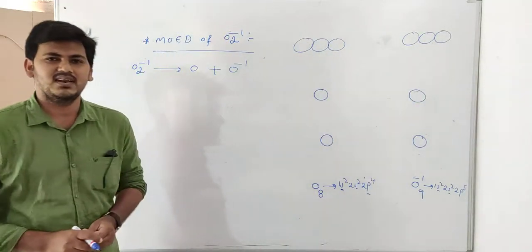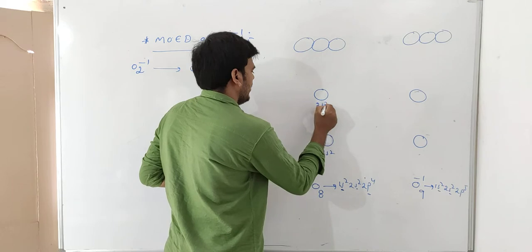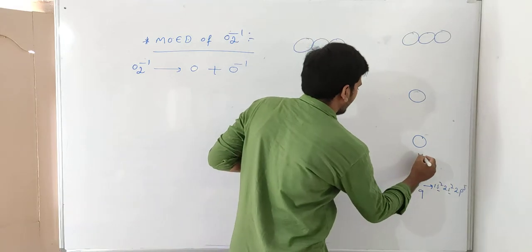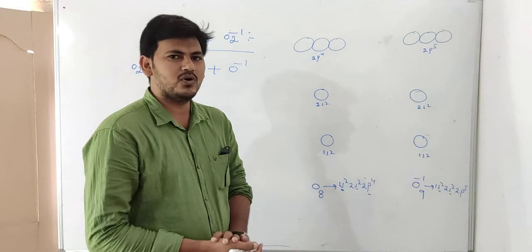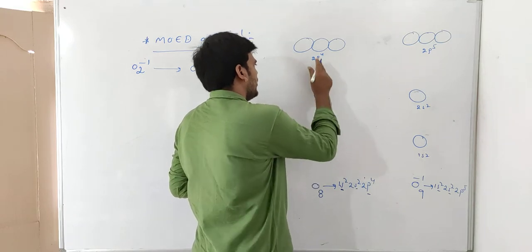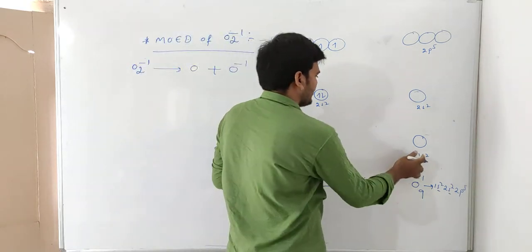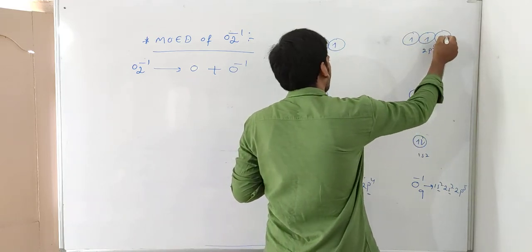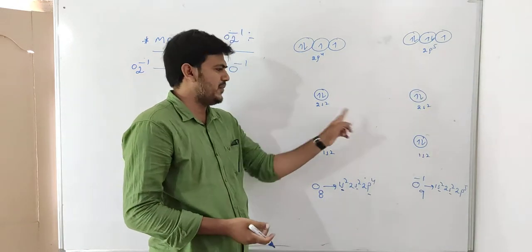Px, Py, Pz. Clear. The electron configuration for oxygen is 1s2, 2s2, 2p4, and for O minus 1 it is 1s2, 2s2, 2p5. So 1s2 has 2 electrons, 2s2 has 2 electrons, and 2p4 has 4 electrons. Clear. Next, 1s2 has 2 electrons, 2s2 has 2 electrons, and 2p5 has 5 electrons. And these are atomic orbitals.